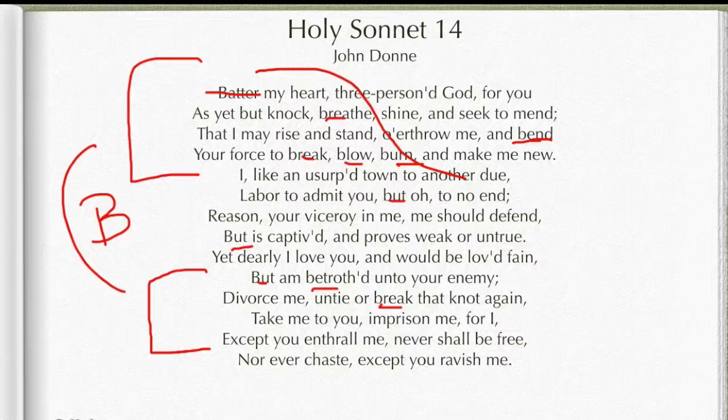Let's take a look at some other elements of alliteration. I'm just looking through, so pardon me. Yeah, let's look at the M sound. Okay? So we see this throughout. "Batter my heart, three-person God, for you as yet but knock, breathe, shine, and seek to mend, that I may rise and stand, o'erthrow me and bend your force to break, blow, burn, and make me new."